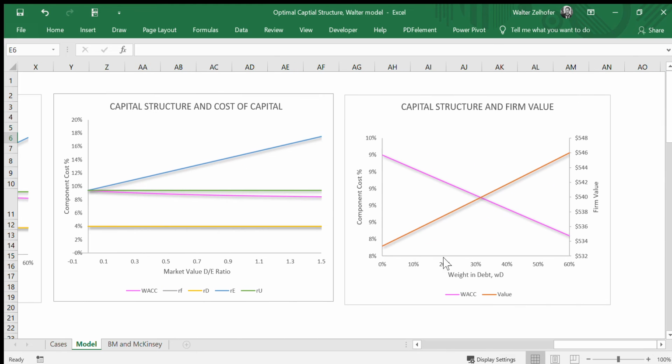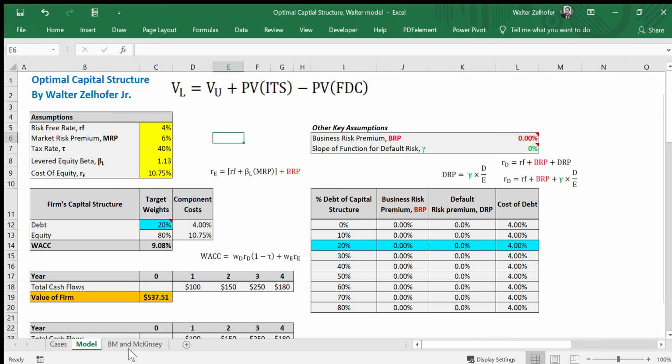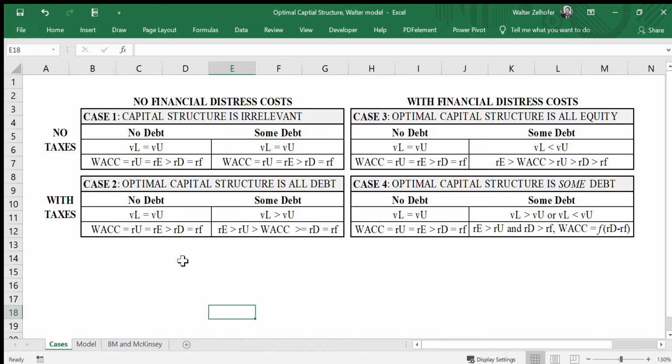Well, in this fake made-up world, as you can see, as we use more and more and more and more debt, the value of the business goes up and the weighted average cost of capital decreases. So the conclusion is use all debt. And that is completely unrealistic. The optimal capital structure is all debt.